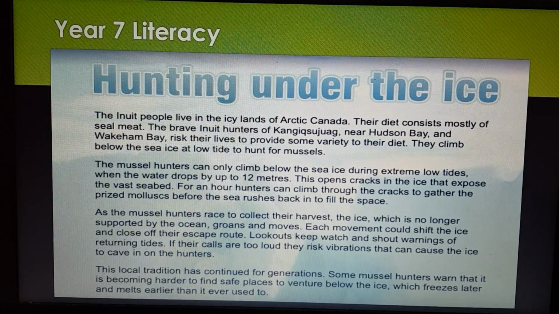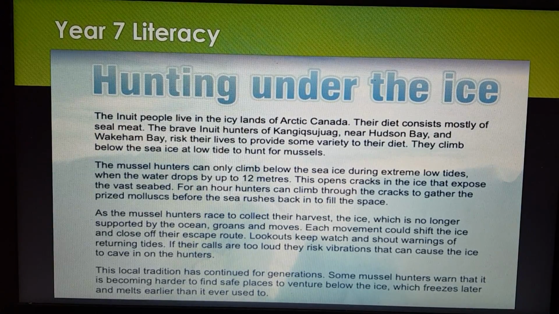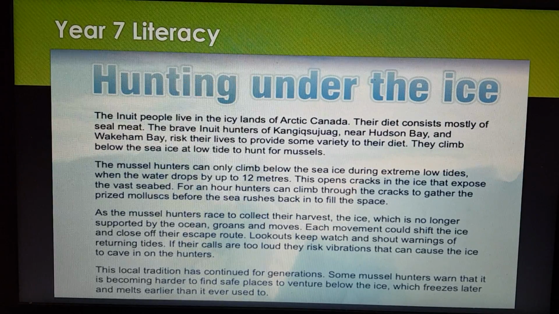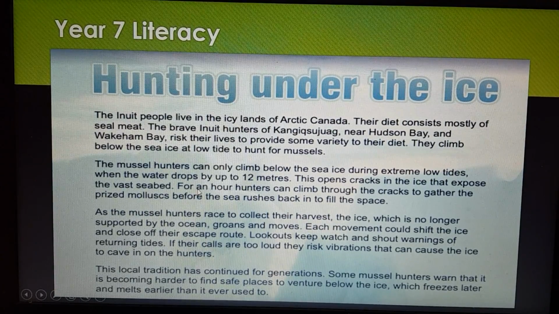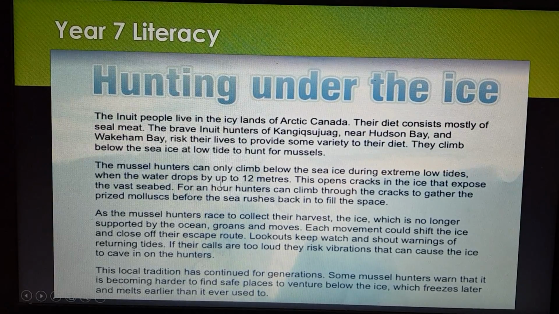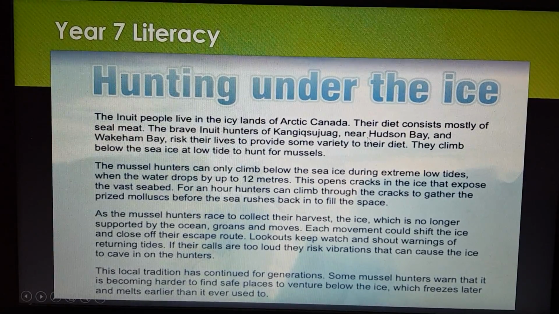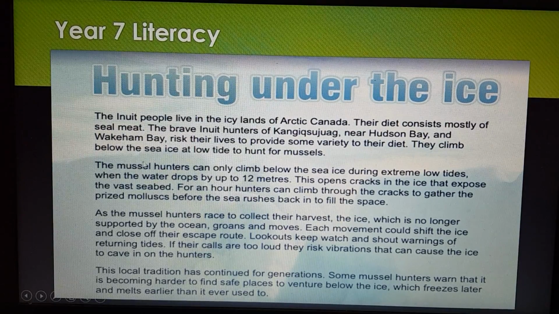The Inuit people live in the icy lands of Arctic Canada. Their diet consists mostly of seal meat. The brave Inuit hunters of Kagisujuit, now I'm very sorry if I butchered that pronunciation, near Hudson Bay and Wakem Bay, risk their lives to provide some variety to their diet. They climb below the sea ice at low tide and hunt for mussels.